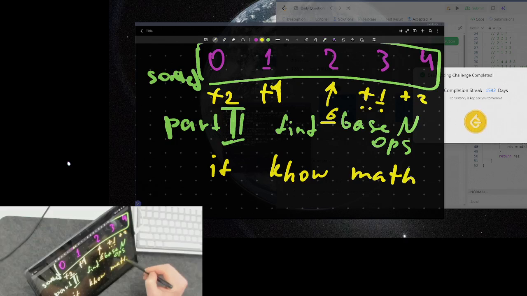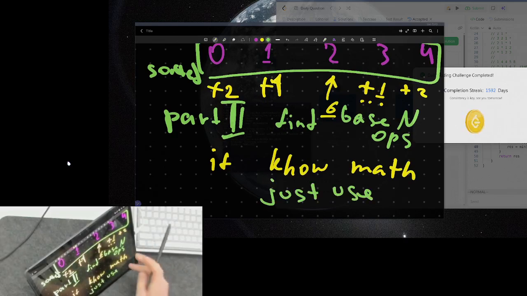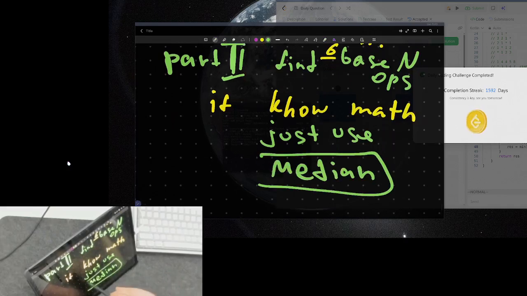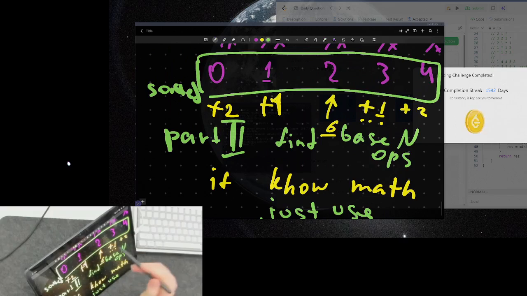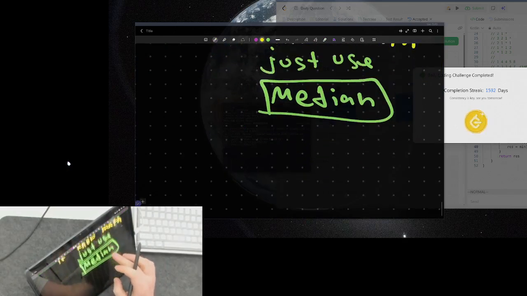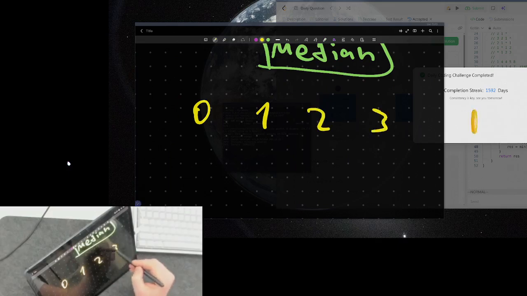Now if you know math, that means you can say that I just use median, but that's only if you know, and by knowing I mean you can prove it. However, if you don't know, you are like me, and I don't know why it is median, so you can just search it. 0, 1, 2, 3, 4.